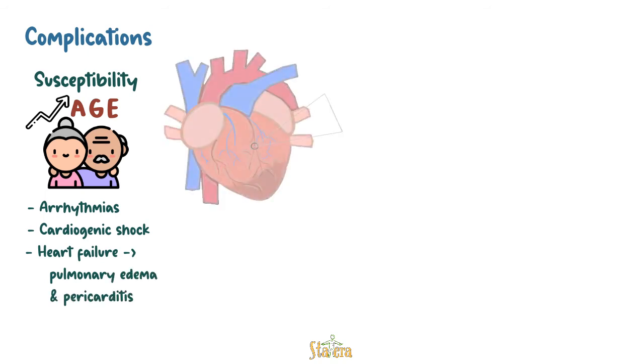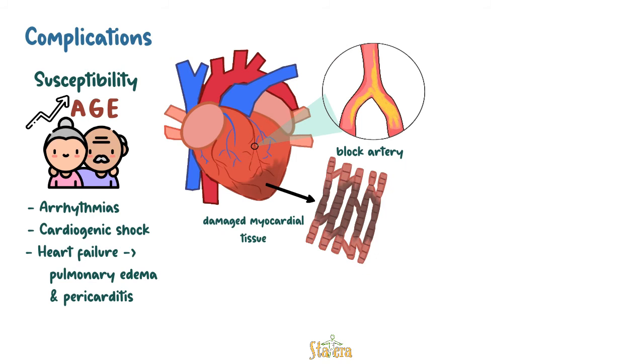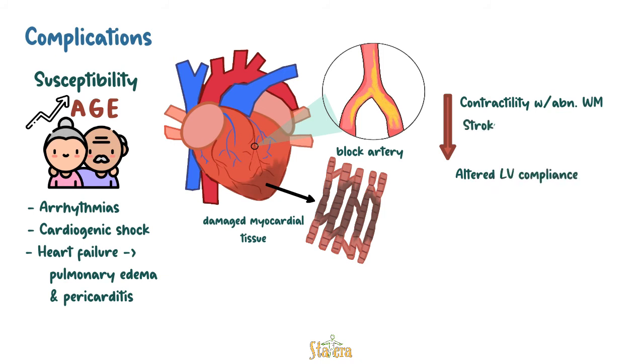Myocardial infarction results from prolonged ischemia to the myocardium with irreversible cell damage and muscle death. Functionally, MI causes reduced contractility with abnormal wall motion, altered left ventricular compliance, reduced stroke volume, reduced ejection fraction, and elevated left ventricular end-diastolic pressure.